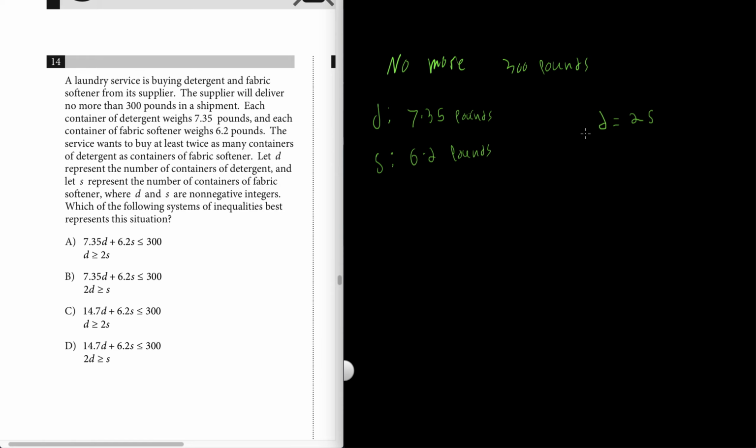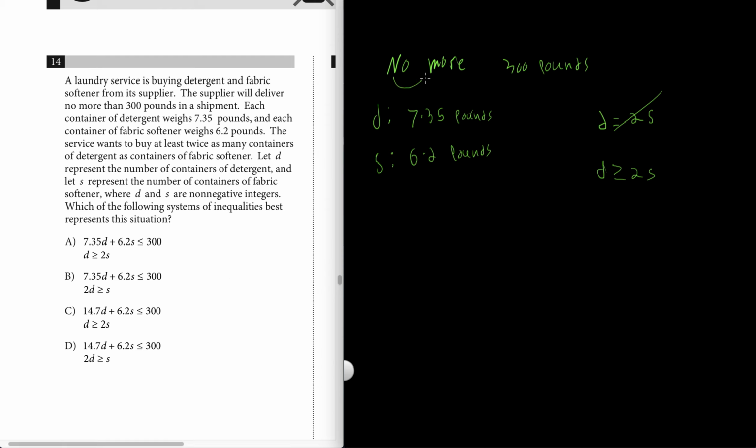Okay, so we know that D is... Oh, okay, they said at least... Hold on, let's read that one sentence one more time. The service wants to buy at least twice as many. Okay, so it's actually D is greater than or equal to 2S. Which ones have D greater than or equal to 2S? A does, and then also C does. So now we have to check A and C.